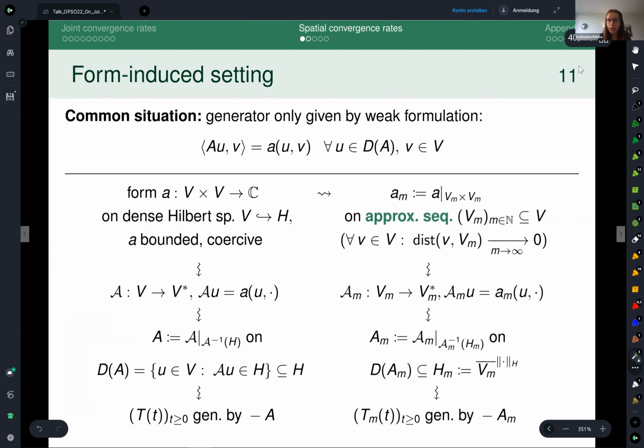We proceed likewise for the approximating forms, where we have to introduce the spaces Hm, which are just the closure of Vm in the H norm. This works both for the infinite and the finite dimensional case, although of course in practice one usually prefers the finite dimensional case. And in the finite dimensional case, Hm is actually the same as Vm, just equipped with the H norm instead of the V norm. So yes, this is the setting I would like you to keep in mind.